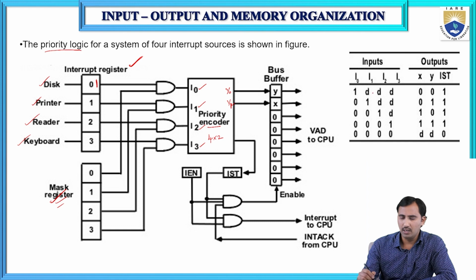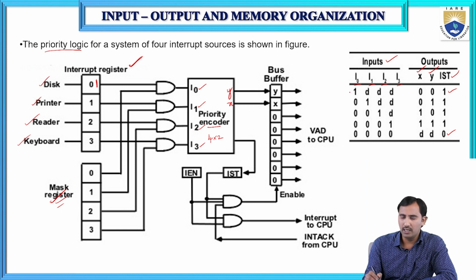Here you can see the truth table of the priority encoder. We have four inputs, I0, I1, I2, I3, and two outputs, which you can label as X and Y. X and Y are the outputs, and IST is the interrupt status bit. If an interrupt occurs, then the status bit will be set to 1. If there is no interrupt, then the interrupt status bit will be set to 0.